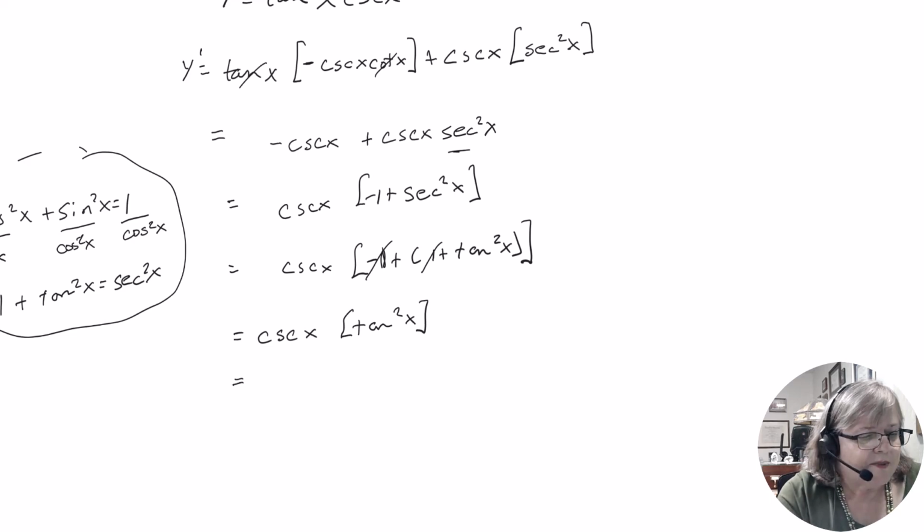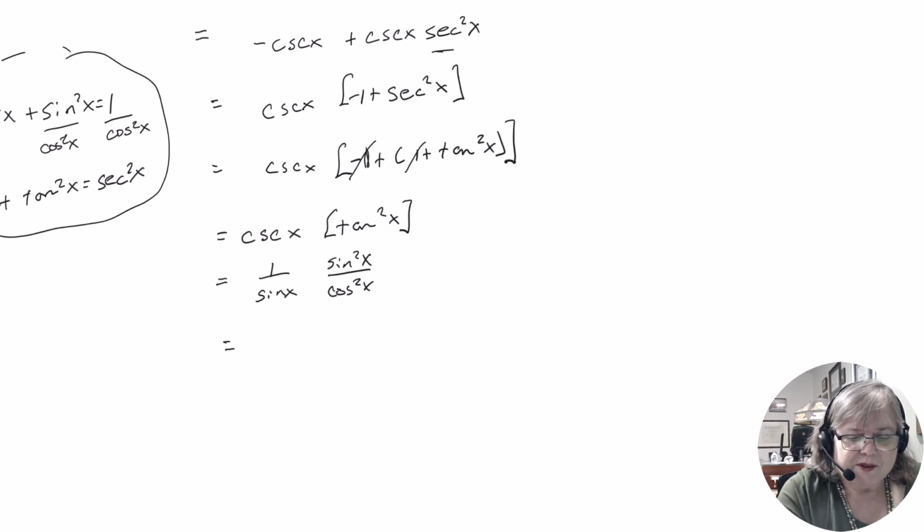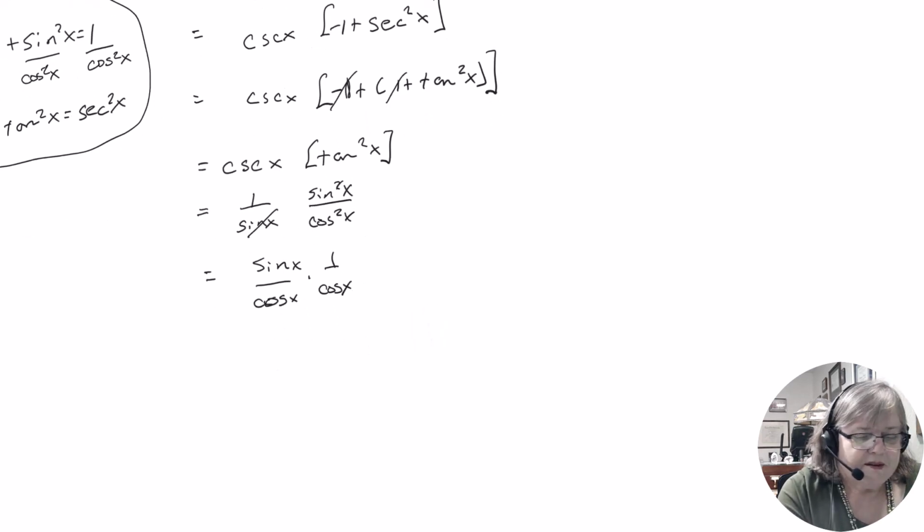which turns out to be 1 over sine x times sine squared x over cosine squared x, which is sine x over cosine x, because this cancels one of those, times 1 over cosine x. So this is tangent x secant x.